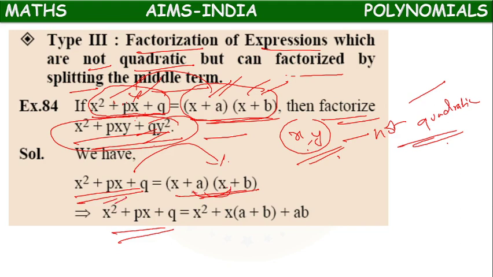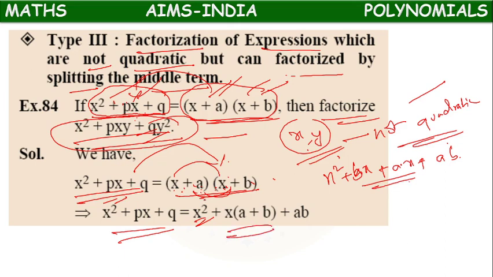We will multiply the factors. x into x, x square, x into a, ax, again x into x, x square, x into b, bx, with a into x, ax, a into b, ab. Like this 4 terms we are getting. Here bx plus ax, x we can take common. So if we multiply the 2 factors, we will get this x square plus x into a plus b plus ab. These 2 are equal.